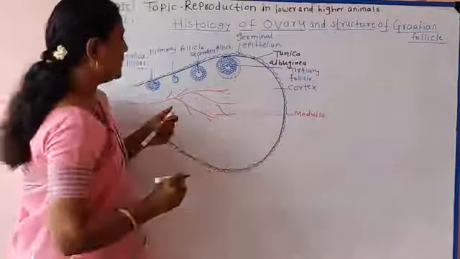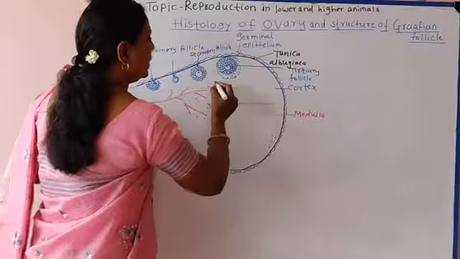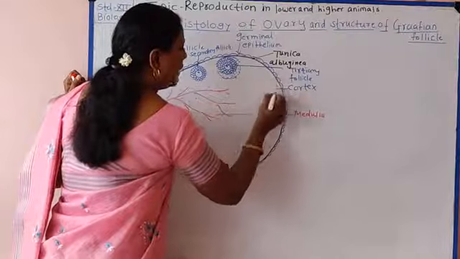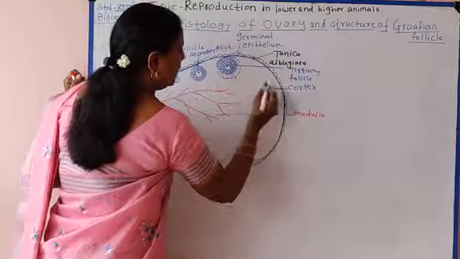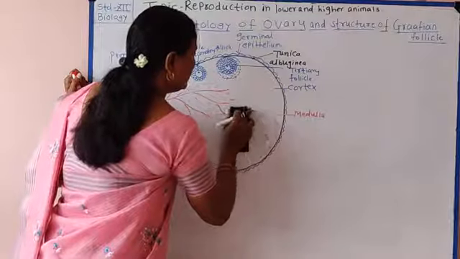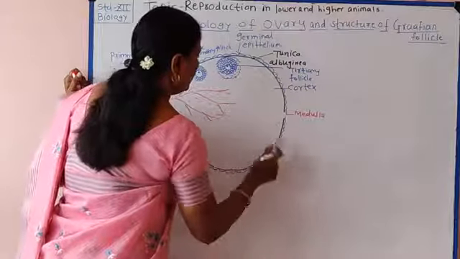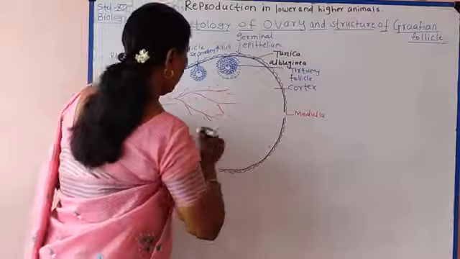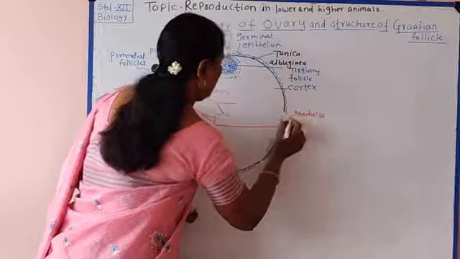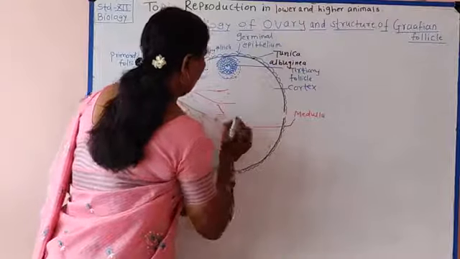Now this tertiary follicle develops into the large follicle, that is the Graafian follicle. So here we will write now the Graafian follicle. This is the medulla.